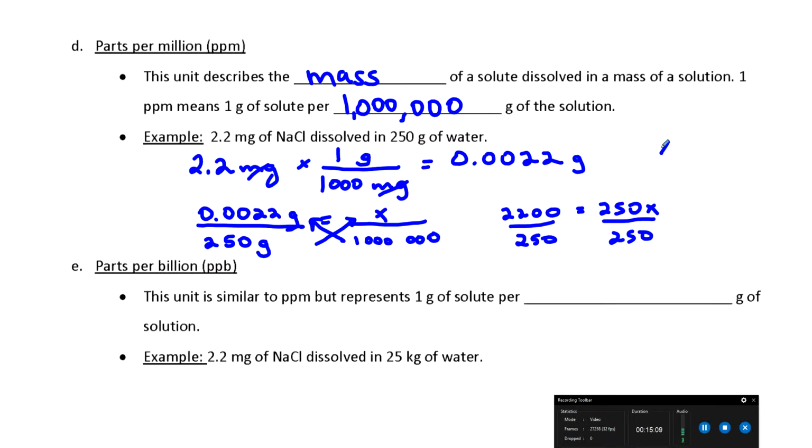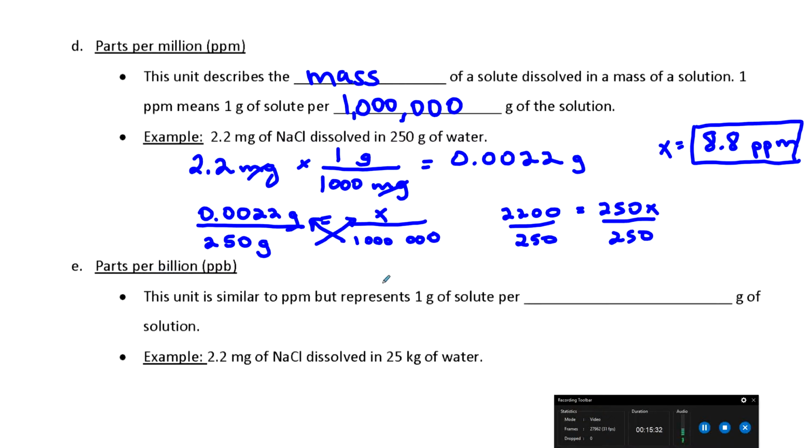And we'll get that x is equal to 8.8. So 8.8 parts per million. So if we have 1,000,000 parts, about 9 of those parts would be the sodium chloride and the rest of the parts would be water. Okay, so that's one way.